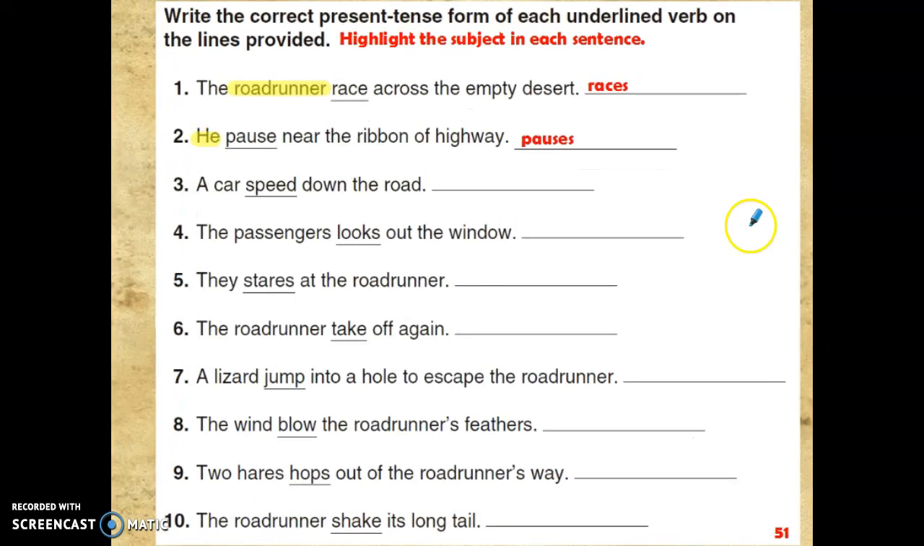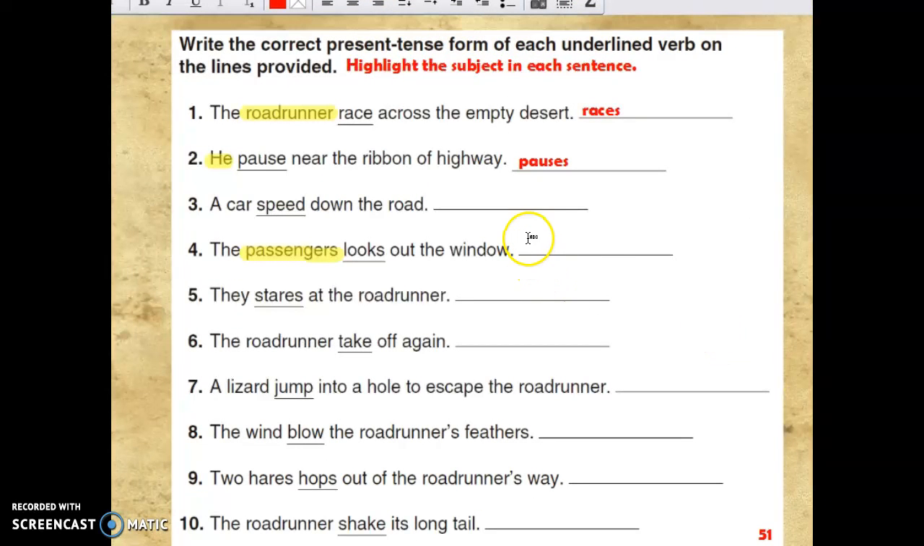And just so you know what it's like when a subject is plural, let's look for one of those. Oh, let's do number 4 as well. The passengers looks out the window. So in this one, then highlight the subject, that's passengers. And now it has an S at the end, so that means there's more than one. So what does that mean? That means that my verb does not need an S at the end, so it should just become look. The passengers look out the window.